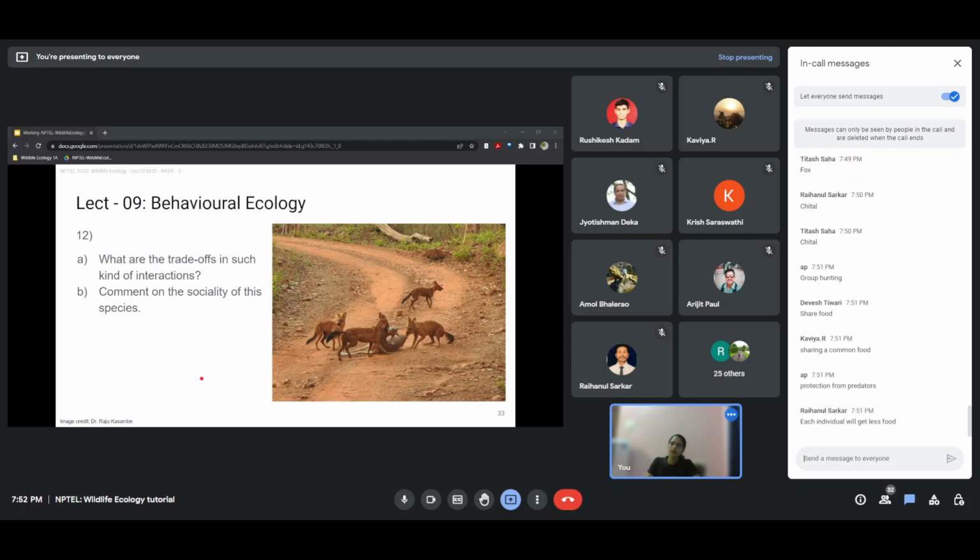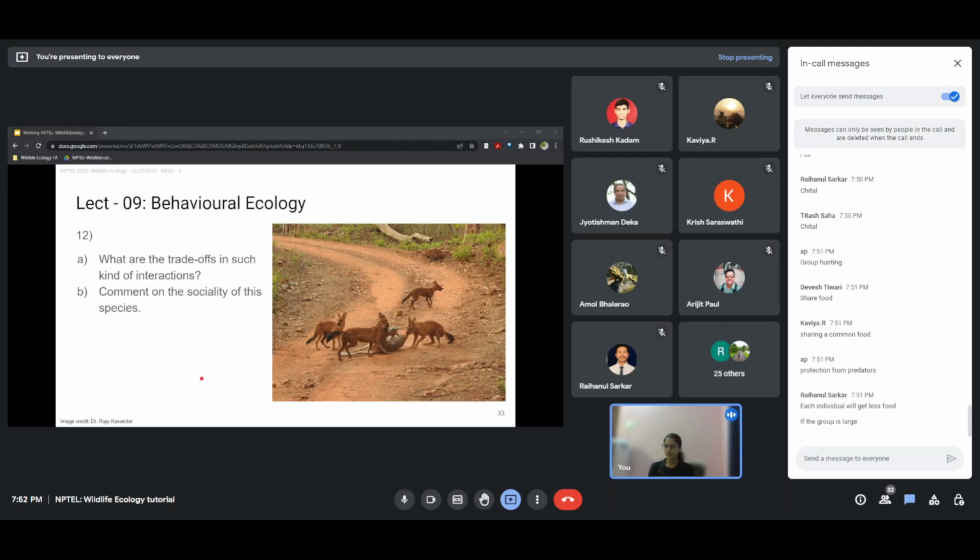Right. Yeah, each individual will definitely get lesser food if the group is large. Sure. Yes. So, you see how trade offs work.